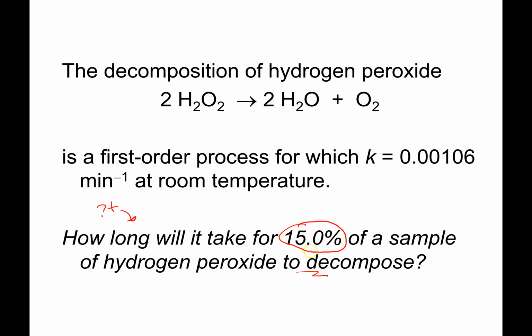So does this make sense, that if that's what decomposes, that means you have 85% remaining? Do you guys buy that? Okay, good. So again, I don't have a question yet for you, but I want to point out that 85% is actually the ratio of A to A0, where A is the hydrogen peroxide concentration. Do you buy this?